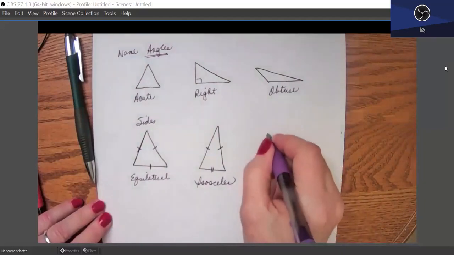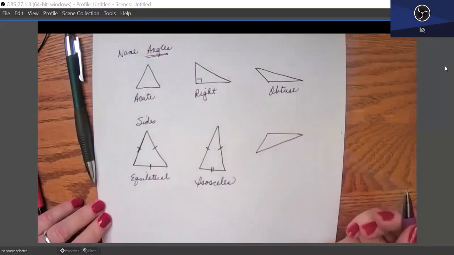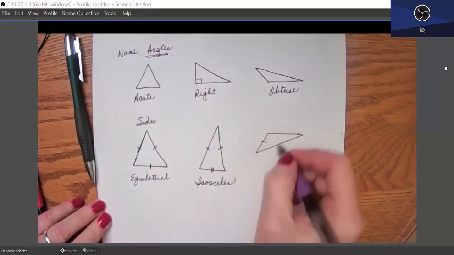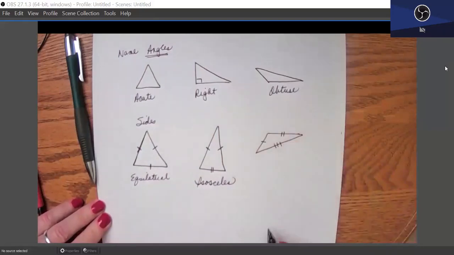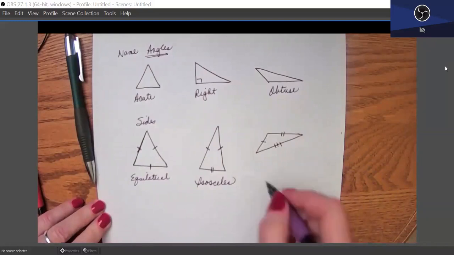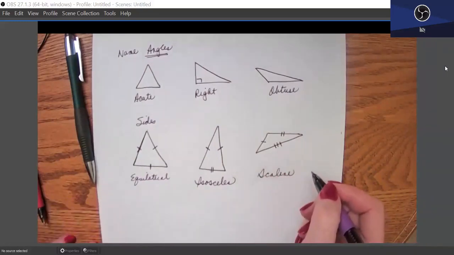And then a triangle where none of the sides are the same length. I wouldn't even mark them, but if I did want to mark them, I would say this has a measure, this is a different measure, and this is the third measure. None of the sides are equal measure. That is called a scalene triangle.